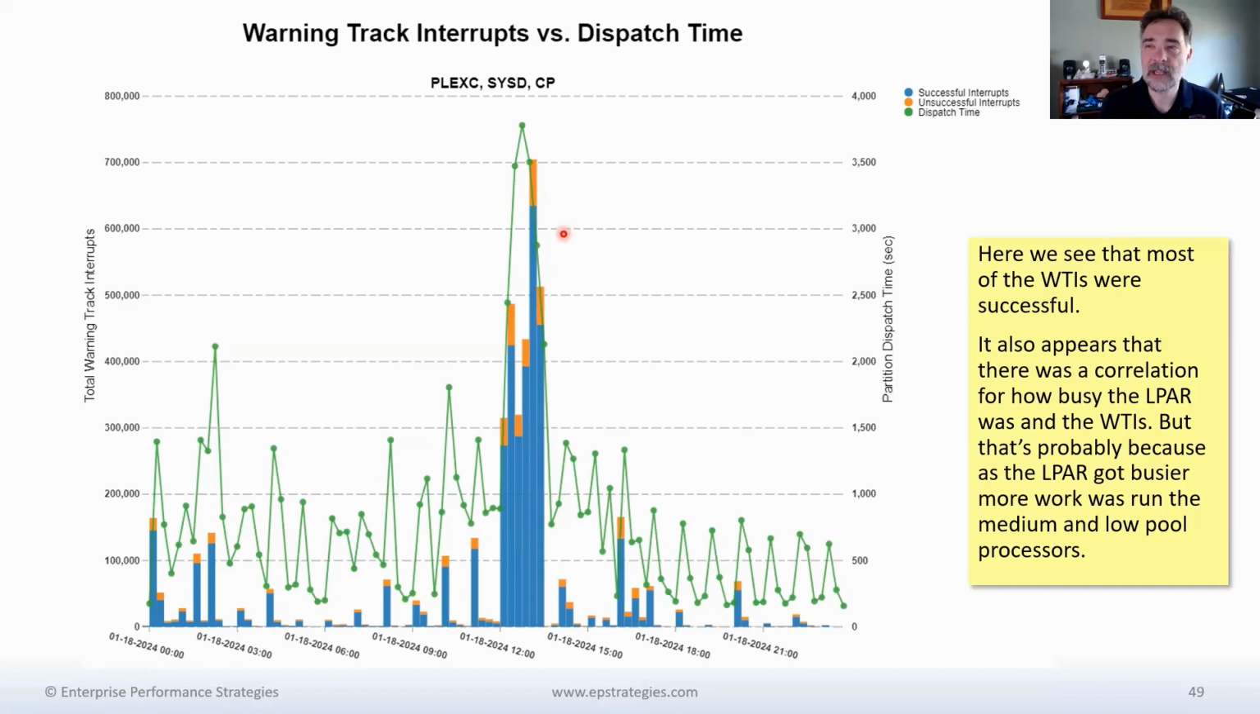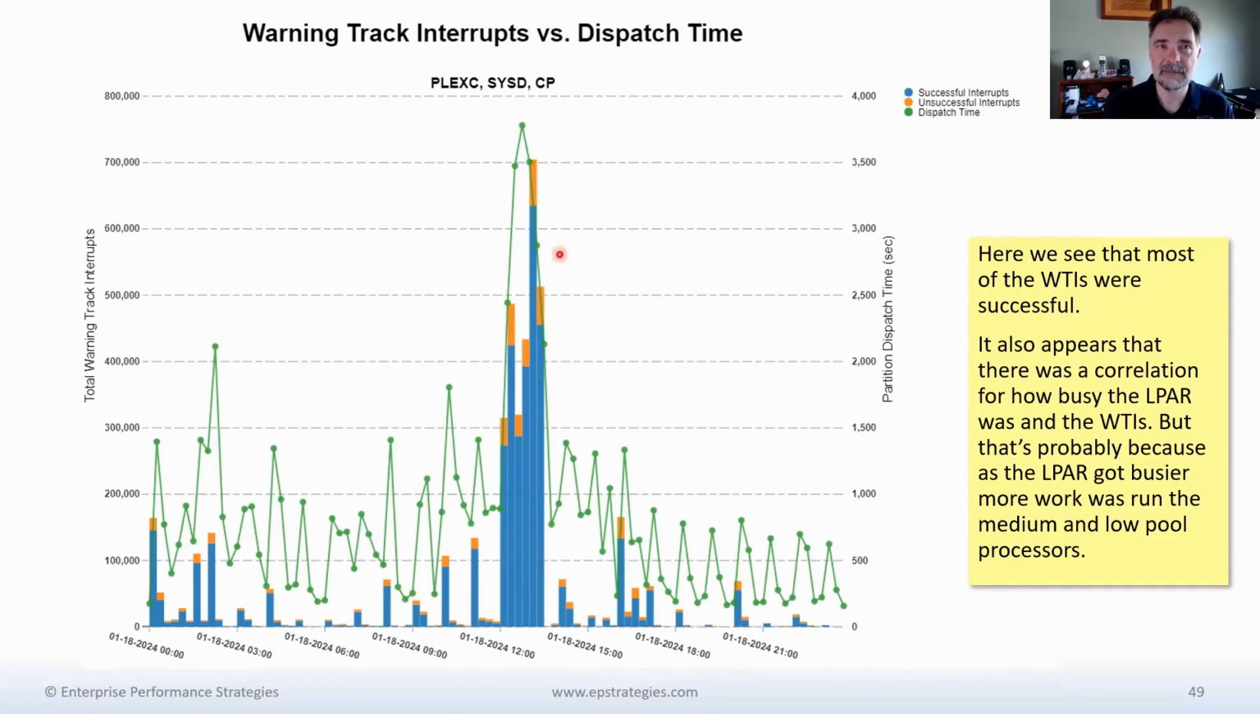Now, there is this correlation between how busy the LPAR is, at least in terms of this big spike here, and the spike of warning track interrupts. That makes a lot of sense, right? Because if the LPAR had multiple vertical highs, it's only the vertical mediums and the vertical lows that we expect to see those warning track interrupts. So you're only going to see them when those vertical mediums get involved and when you're unparking the vertical lows. So this is probably vertical medium stuff over here, and over here we have more vertical mediums. This big chunk here is probably where we unparked some vertical lows, did some work, and those got a lot of warning track interrupts.